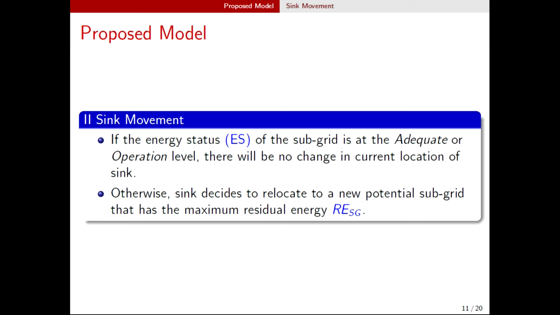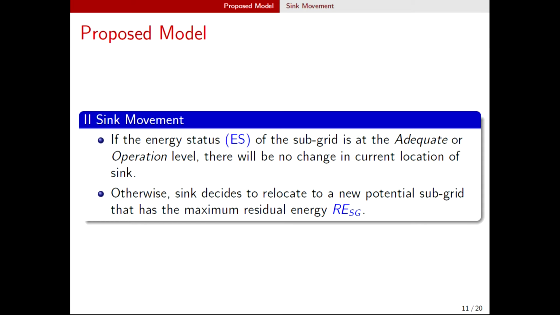So this energy status will determine whether the sink has to move or not. The overall idea is to let the sink move from one place to another only if the current subgrid doesn't have an adequate or operational energy level. If it doesn't, it moves to any one of the 8 regions. If the energy status of the subgrid is at the adequate or operational level, then there will be no change in the current location of the sink.